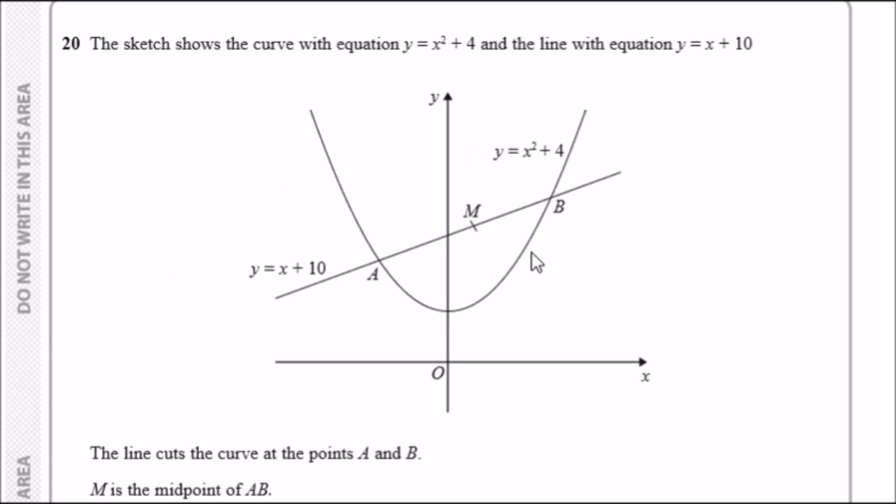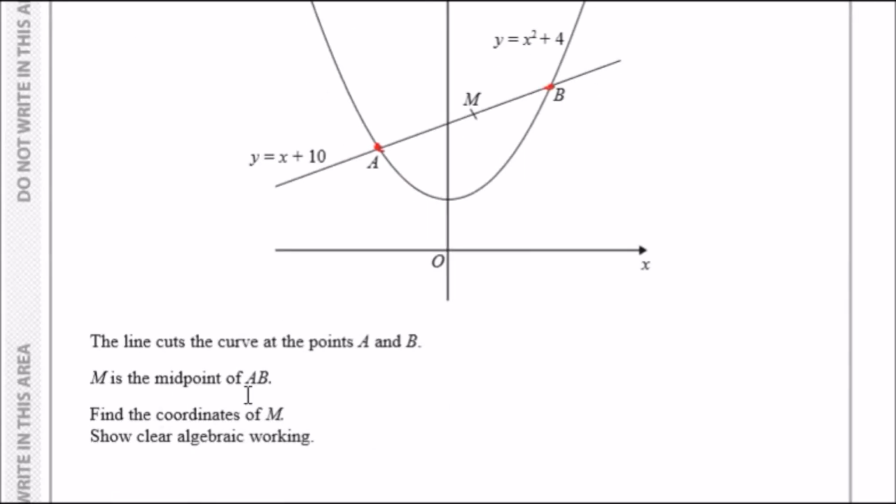Okay, so it looks to me that they're intersecting. They seem to be intersecting at the point A and the point B. And M, as usual, is probably the midpoint, just guessing. So the line cuts the curve at points A and B. M is the midpoint of AB. Find the coordinates of M.